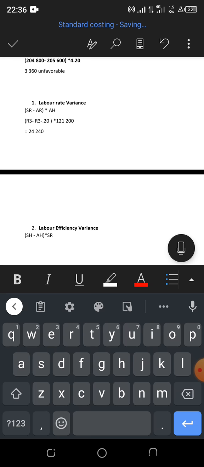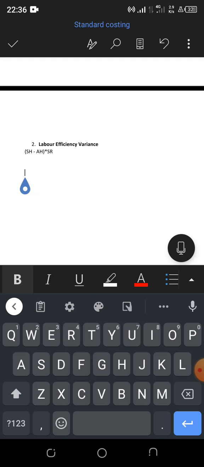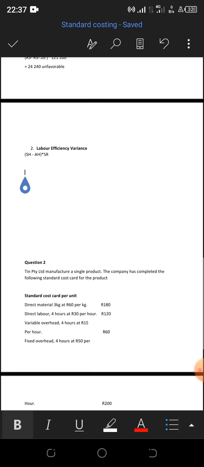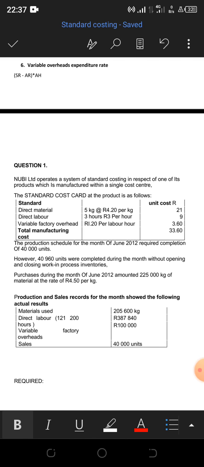Is it favorable or unfavorable? Of course it's unfavorable because our standard rate is lower than the actual rate. Unfavorable. Okay, now let's go to the following one. Labor efficiency rate. Okay, firstly we must have the standard hours, then we have actual hours, then we multiply by standard rate. Okay, let's first look at the standard hours. Do we have standard hours for labor?